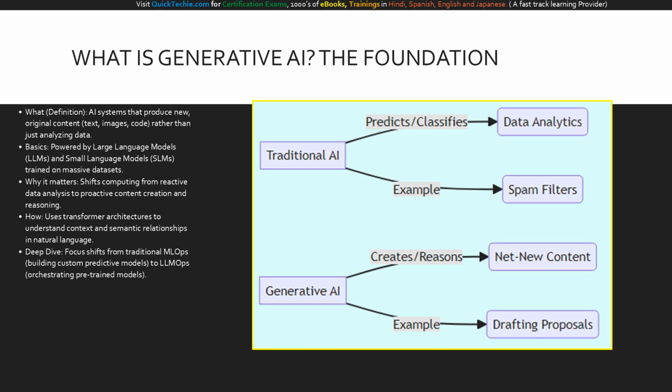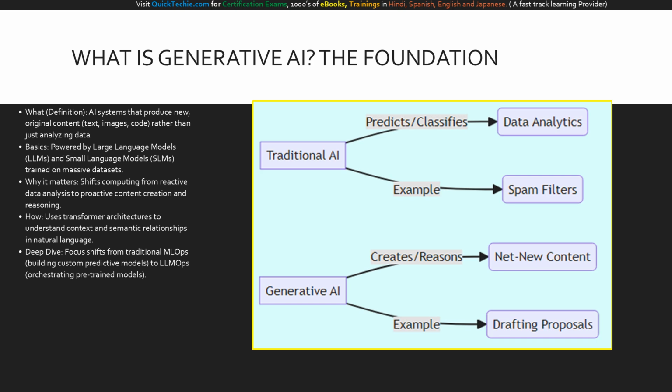How does it work? It relies on a transformer architecture, understanding context and semantic relationships at a scale that allows it to reason over natural language. In this session, we will deep dive into how you can harness this capability, moving beyond the hype to identify exactly when and where these solutions provide tangible business value, specifically through scalability and automation. Think about the sheer volume of unstructured data your business generates. Generative AI taps into that data, making it actionable.